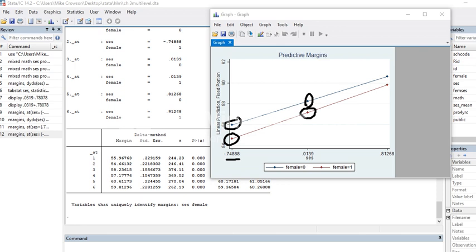And so you can see the slopes are pretty much parallel, and so that's reflecting that notion that there's really not an interaction effect that was taking place.